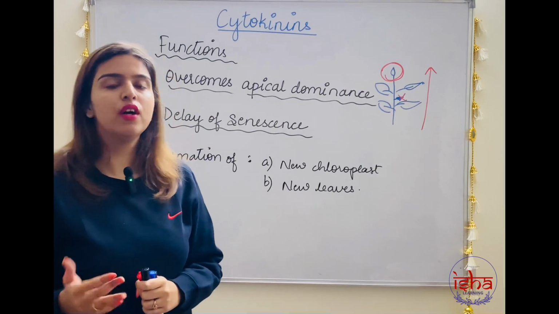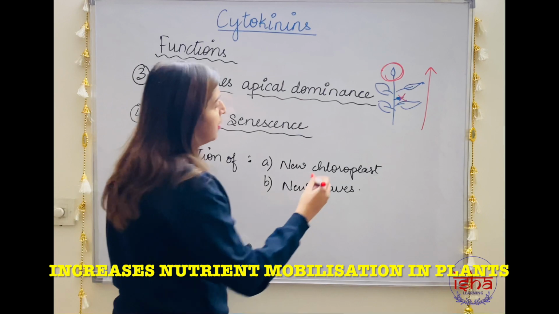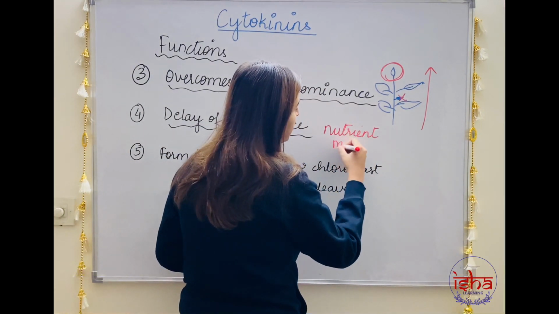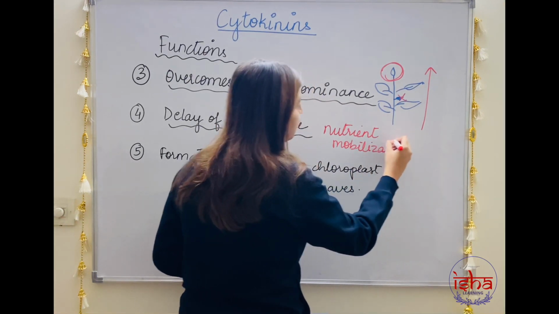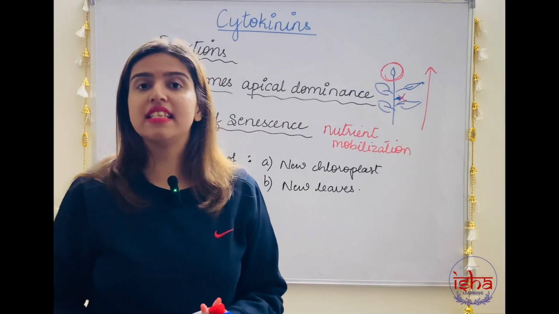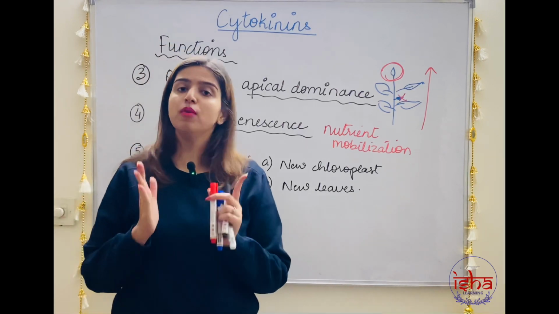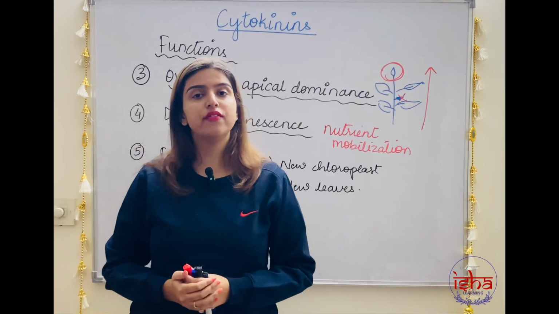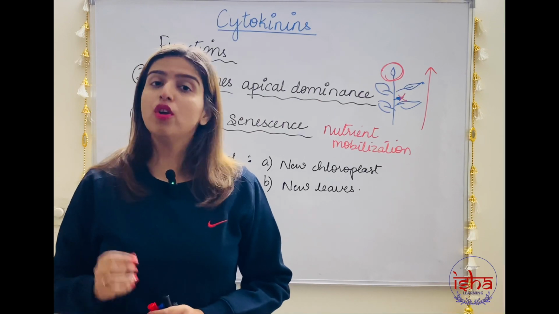How will they do it? Well, they increase the nutrient mobilization in the plant. So what is this nutrient mobilization? Mobilization means movement. So they are going to increase the movement of nutrients in the plant. They are going to increase, let's say, the translocation in the phloem. So the phloem now is going to carry more nitrogen, more food. So more food is going to be available to the leaf. Therefore, it is going to stay on the plant for longer.